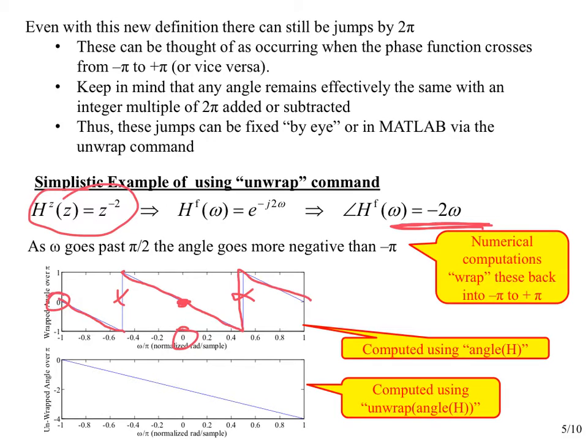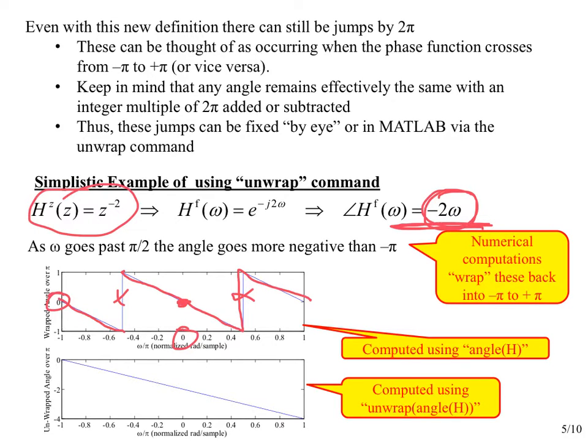Whenever you compute an angle, MATLAB will put it between minus pi and pi. So in other words, numerical methods will wrap the angle back into the minus pi to pi range, even though the angle, as we go to higher values of omega, technically, theoretically, would be a number bigger than pi, or more negative than negative pi. The numerical calculations, we say, wrap it back in.